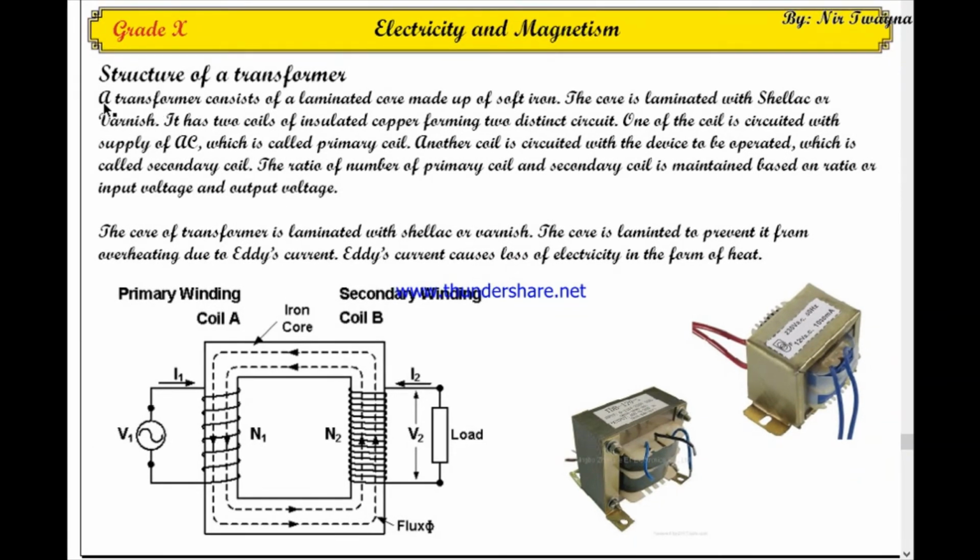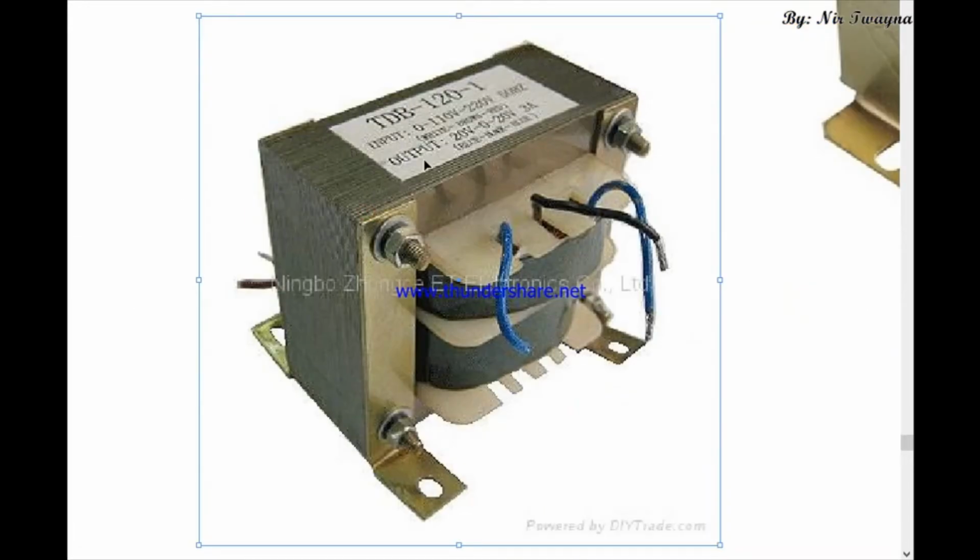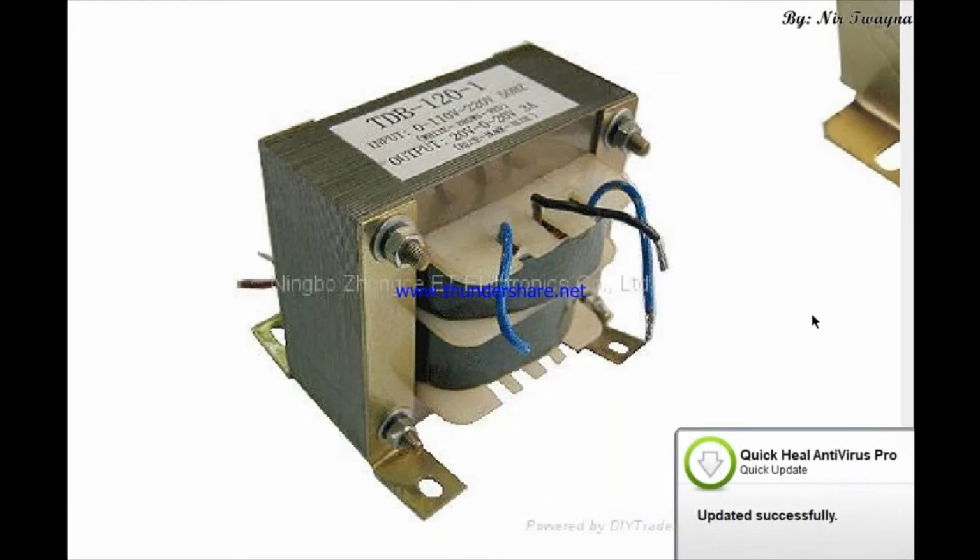Okay, let's see the note: a transformer consists of a laminated core made up of soft iron. The core is laminated with shellac or varnish. Now here is the point. Why is the core not made up of a solid piece? As you can see, several stripes are attached to form the core. Instead of using several stripes, why don't they use a single piece of solid iron to make the core? In that case, what happens?